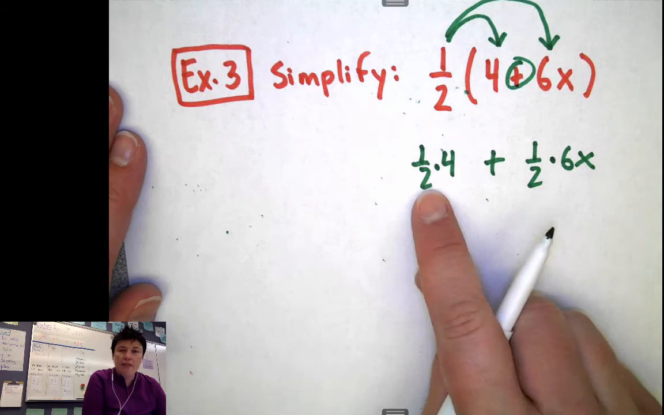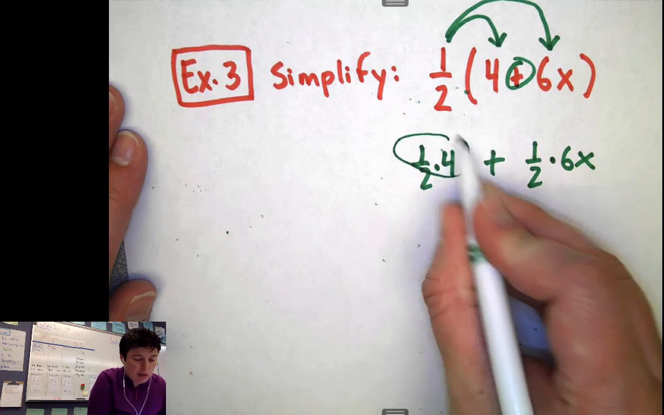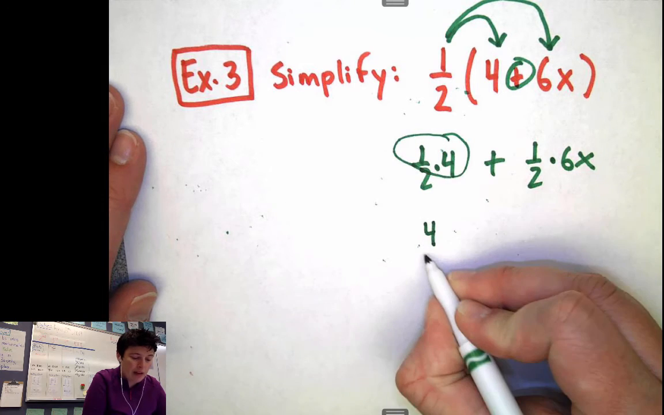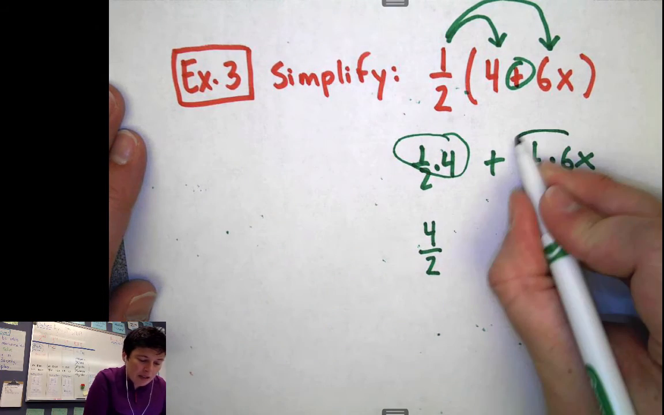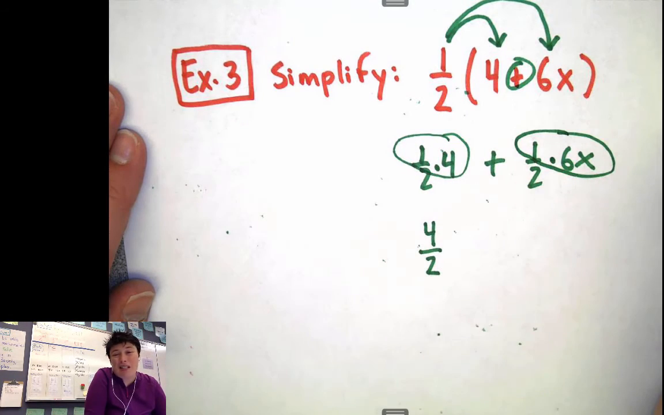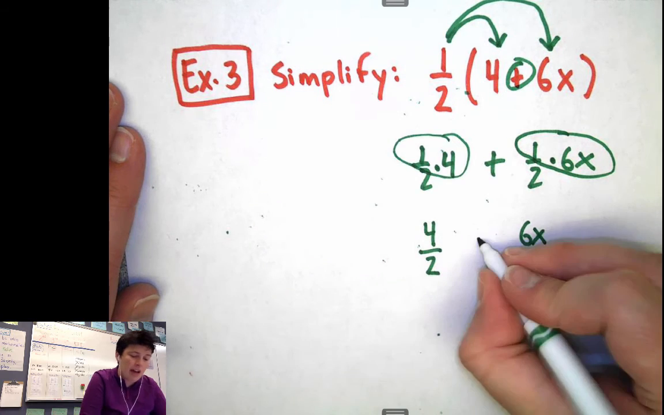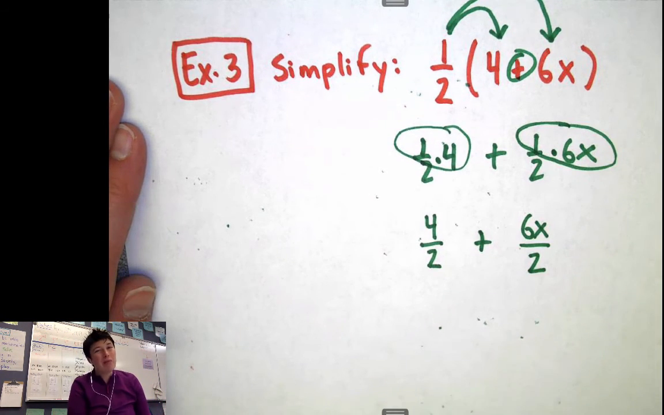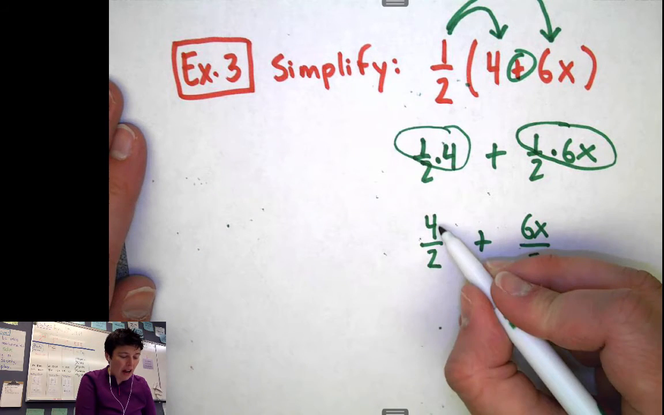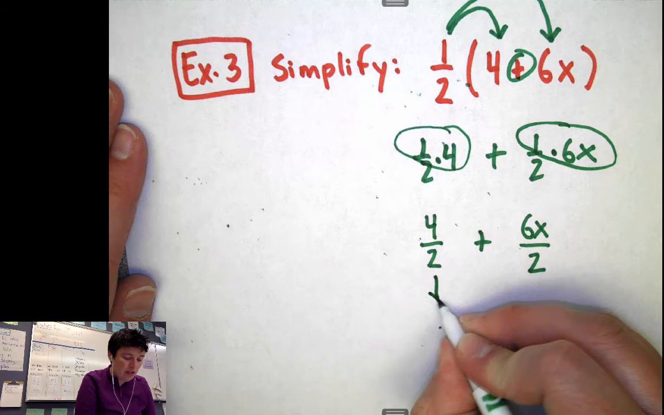So 1/2 times 4. With fractions, we multiply the top number only. 1 times 4 is 4, but now it's 4 halves. 1 times 6x. 1 times 6 is just 6, so that's just 6x, but it's in halves, and we are adding it together. What do fractions mean in algebra? They actually mean to divide. So 4 halves means 4 divided by 2. 4 divided by 2 is just 2.